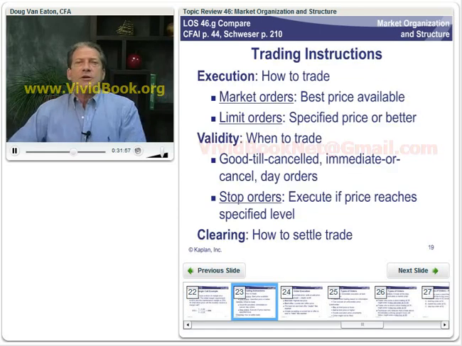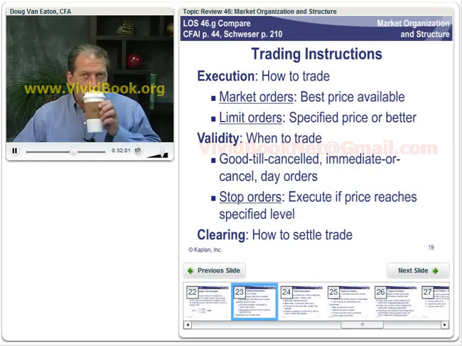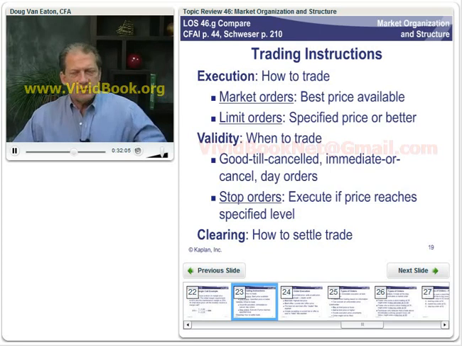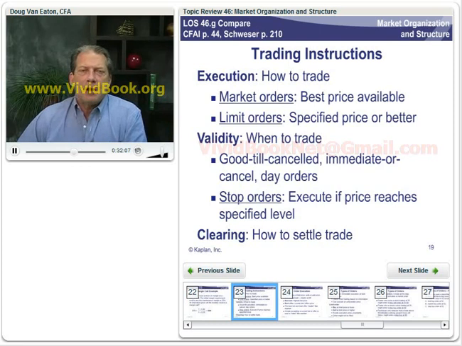Well, let's talk about some trades now and trading instructions. We're going to divide this into three headings here: execution instructions, validity instructions, and clearing instructions. Execution says how to trade, and primarily we're interested here in market orders and limit orders.